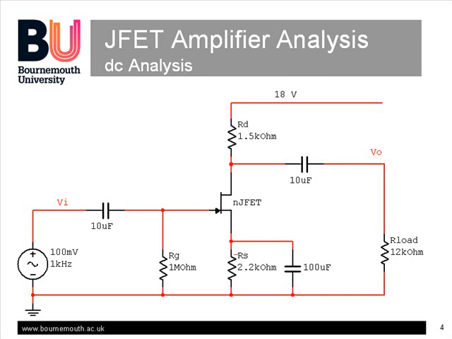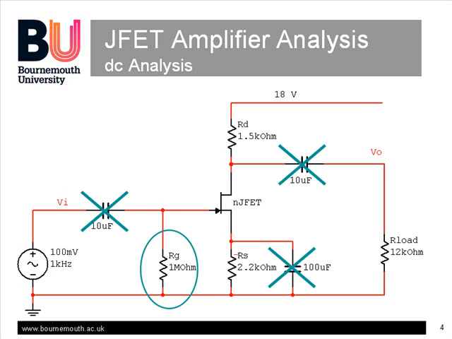The first thing to do for a DC analysis is to open circuit the capacitors. The next thing to notice is that the gate resistor, RG, will effectively connect the gate to the 0-volt line. This is because the nanoamps of leakage current which flow through it can only set up a voltage drop of a few millivolts, which we can safely ignore here. So after removing the isolated components, we're left with this simplified circuit.